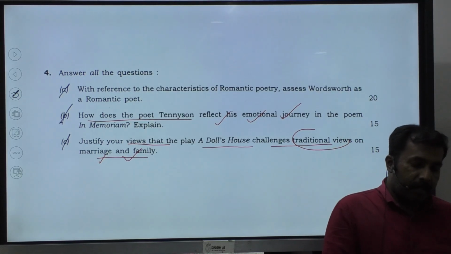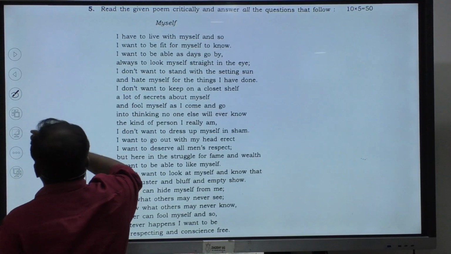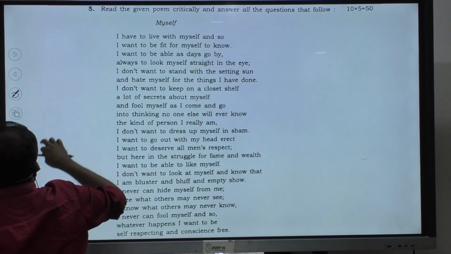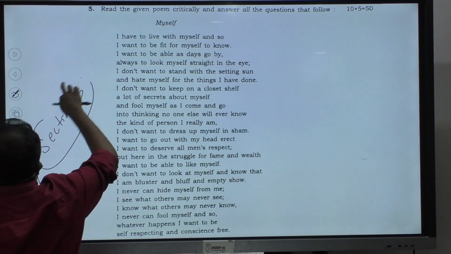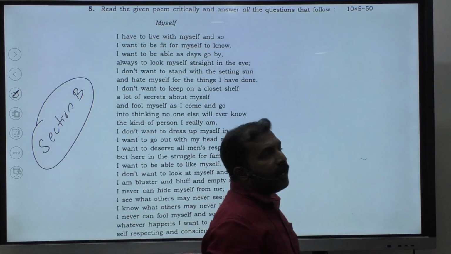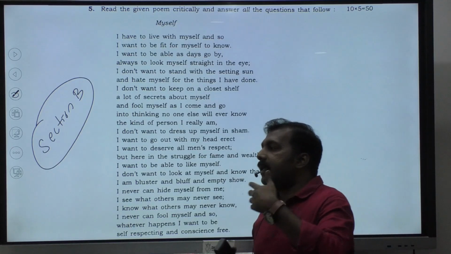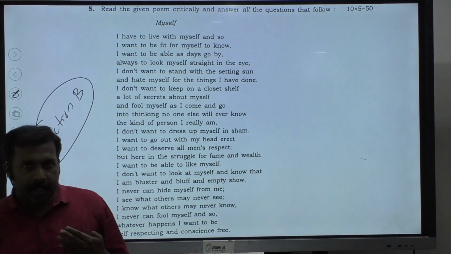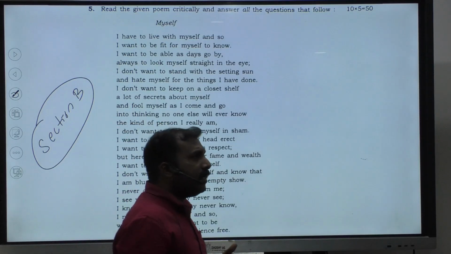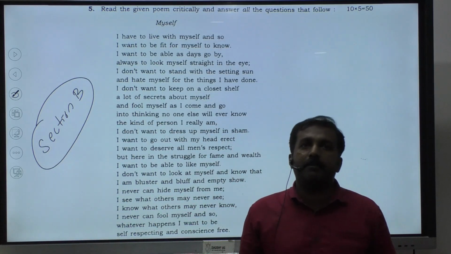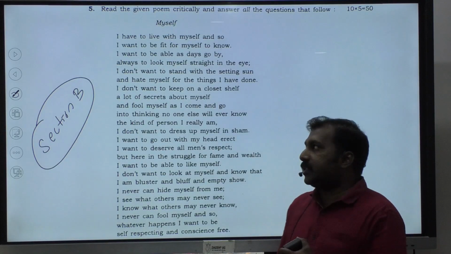In the next part of this question paper, generally in Section B, this is Section B. In Section B of English Literature Optional every year, we can see the unseen poem section, and UPSC gives a poem randomly without any clue of the writer and the title. But the difference this year is that they have given the title of the poem, that is Myself. This poem is by Edgar Albert Guest.